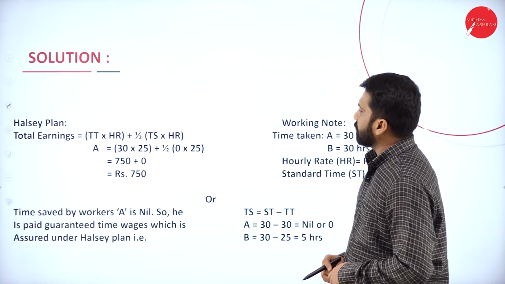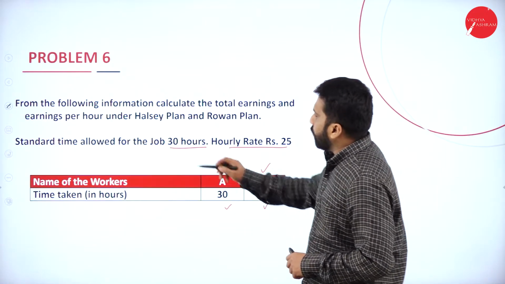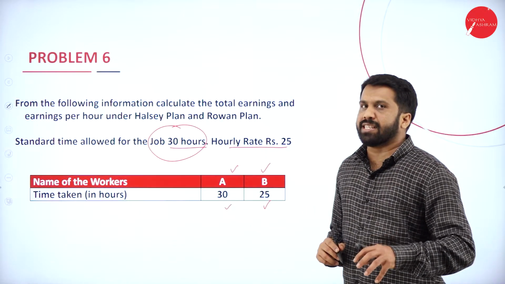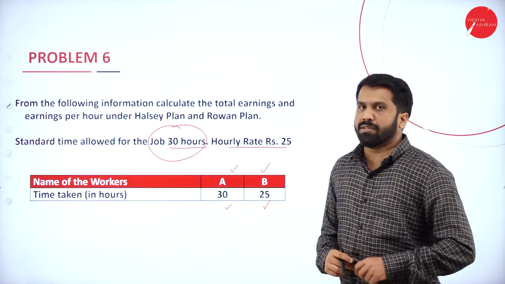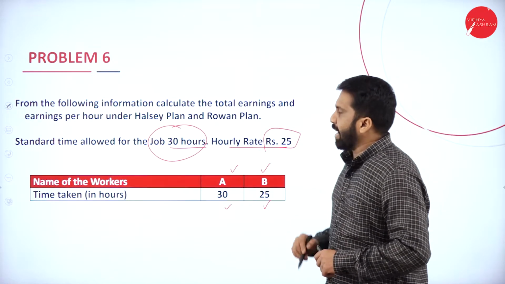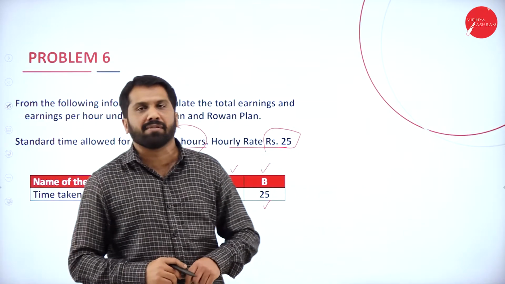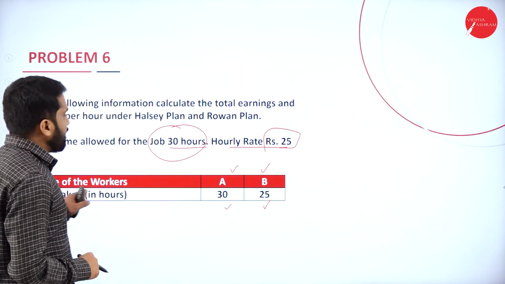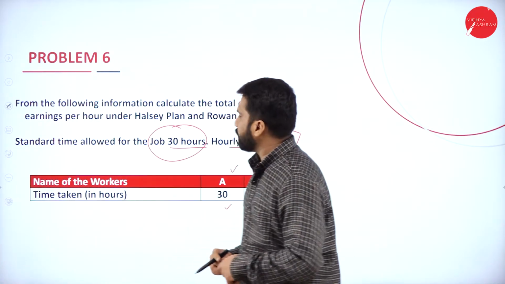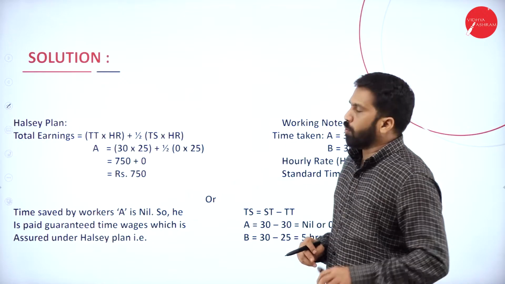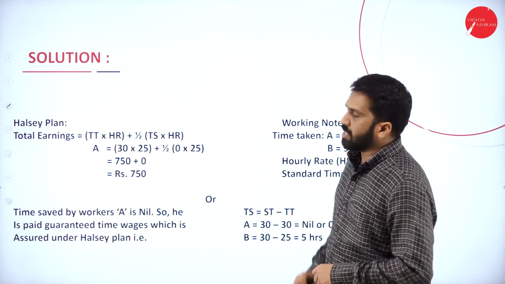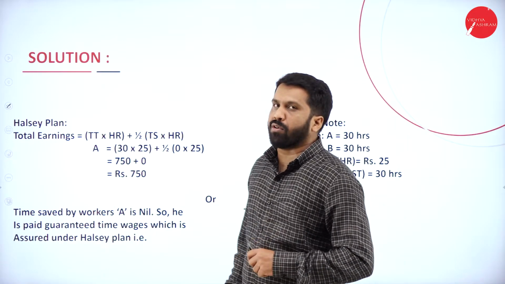Now, before this, we'll go for the standard time given for them. The standard time given is 30 hours. Along with that, what is the rate per hour? It is 25. Standard time is 30 and rate per hour is 25. Now, this is the information we have for our calculation. Now, solution. First one is your wholesale plan. Now, what is the formula for wholesale plan?